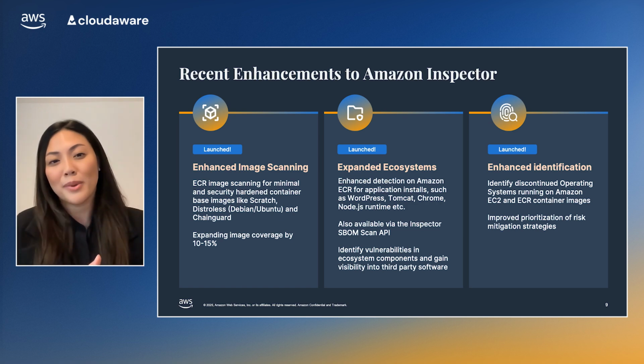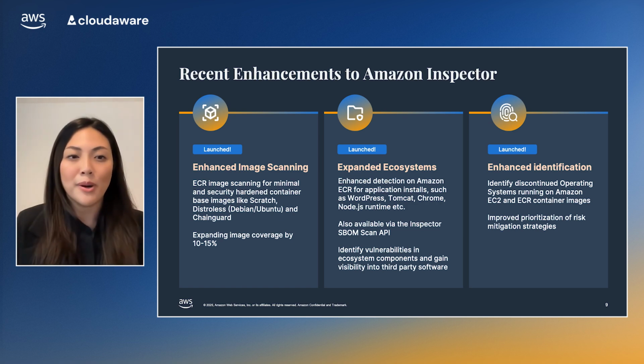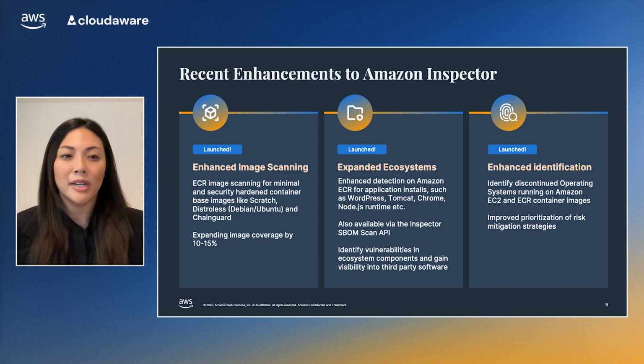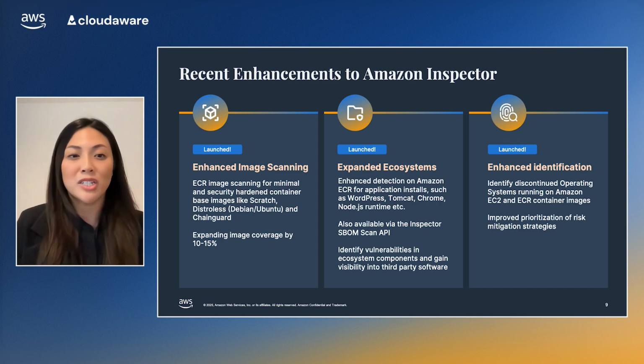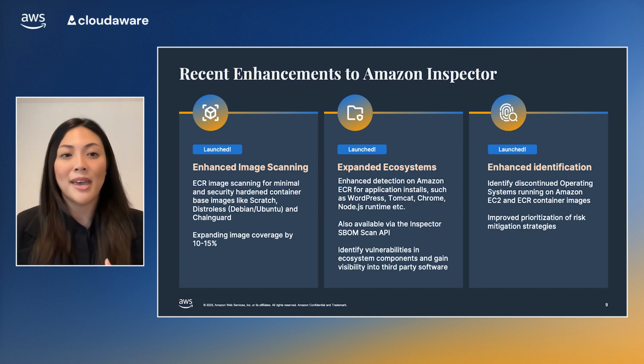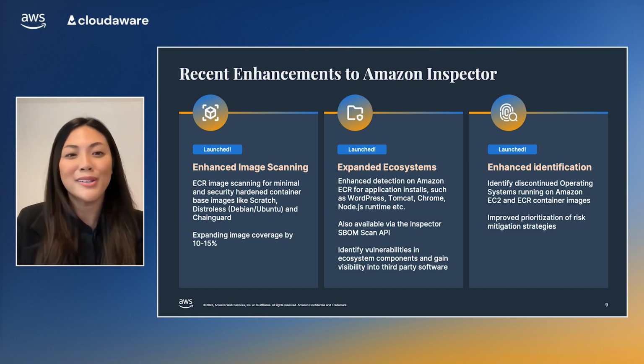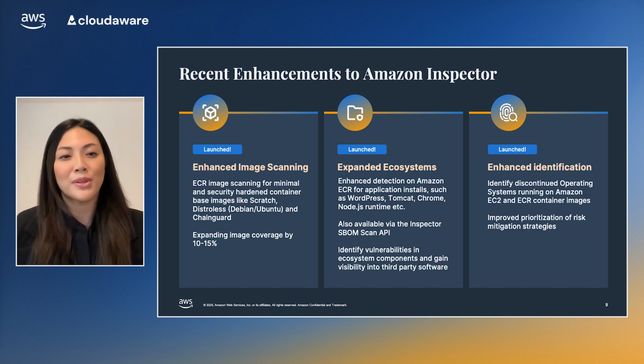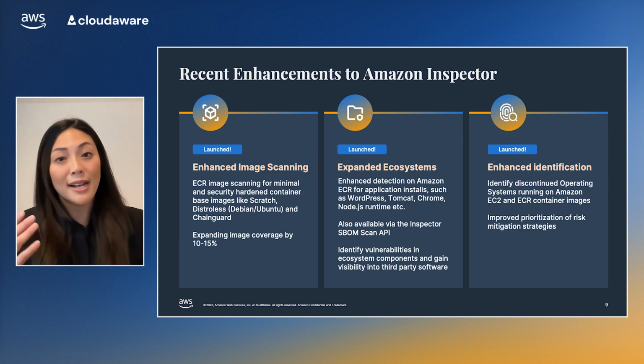And touching on a little bit around what Mikhail said earlier, around looking at third-party code, for example, or third-party software, as well as along the supply chain. We've actually expanded the ecosystems that Amazon Inspector can also scan for. So we now have enhanced detections for Amazon ECR for application installs, such as WordPress, Tomcat, Chrome, Node.js runtime, etc. And this is all available, as Mikhail said earlier, via the Inspector's SBOM scan API. And this really allows you to have that kind of visibility into the vulnerabilities in your ecosystem components, as well as in any third-party software that you might install.